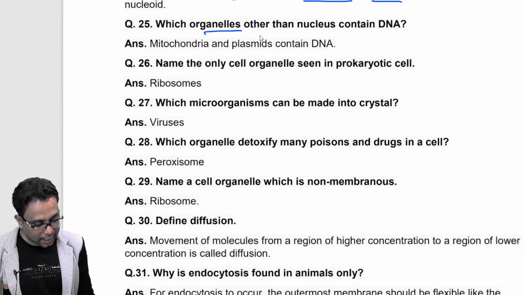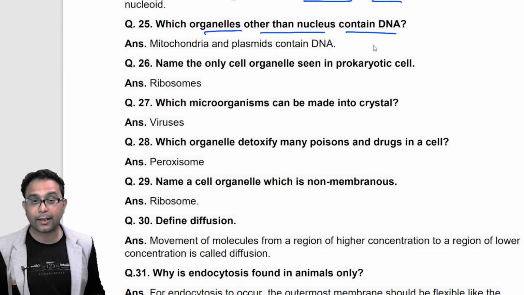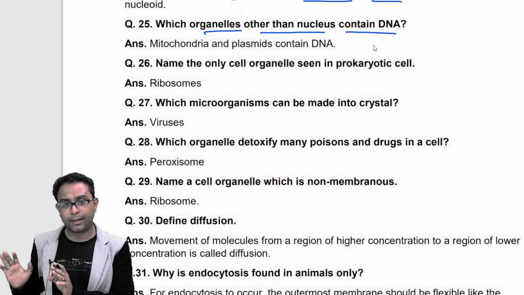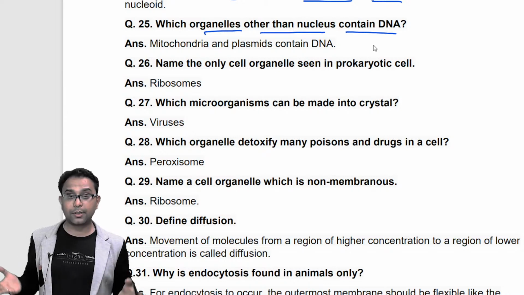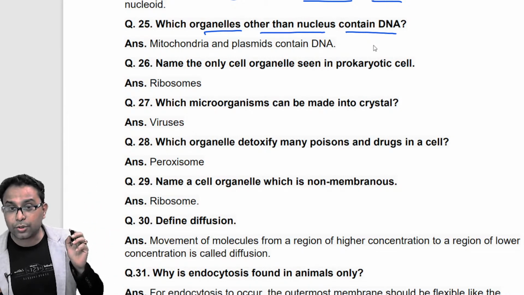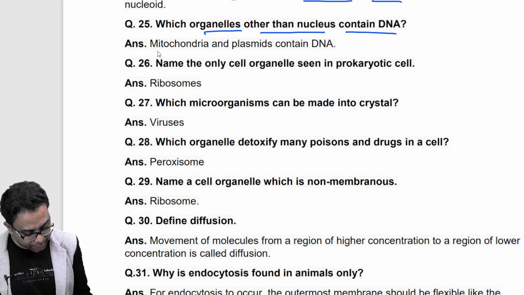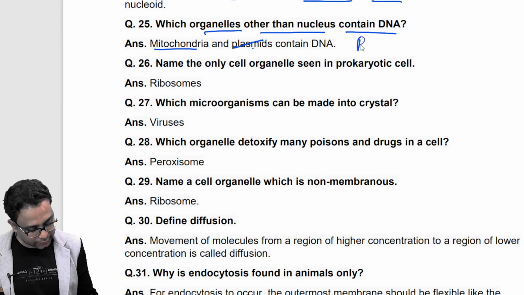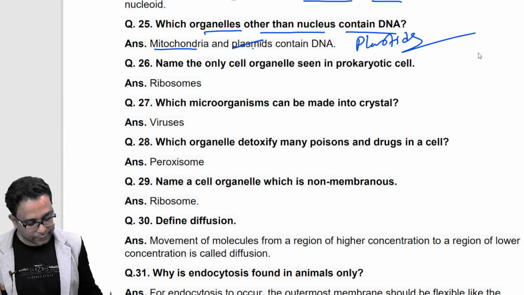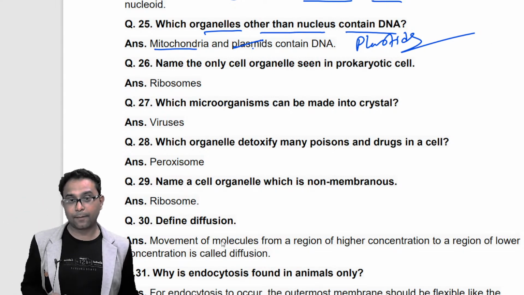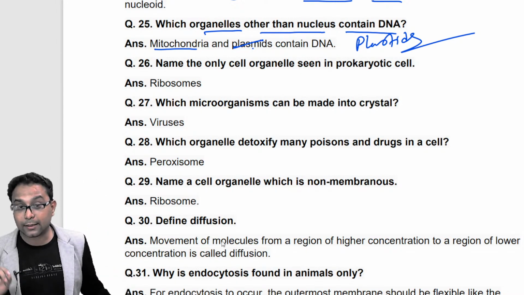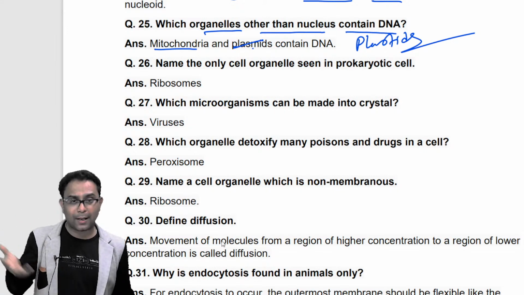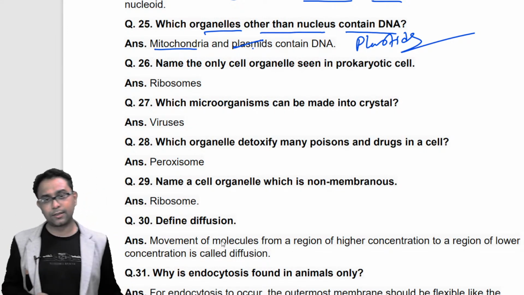Next question. Which organelles other than the nucleus contain DNA? In the nucleus the DNA is there, but some other organelles in the cell also have DNA. The two most important organelles are the mitochondria and the plastid, which contain the DNA. Which organelles other than the nucleus contain the DNA? Mitochondria and chloroplast, which helps in photosynthesis.